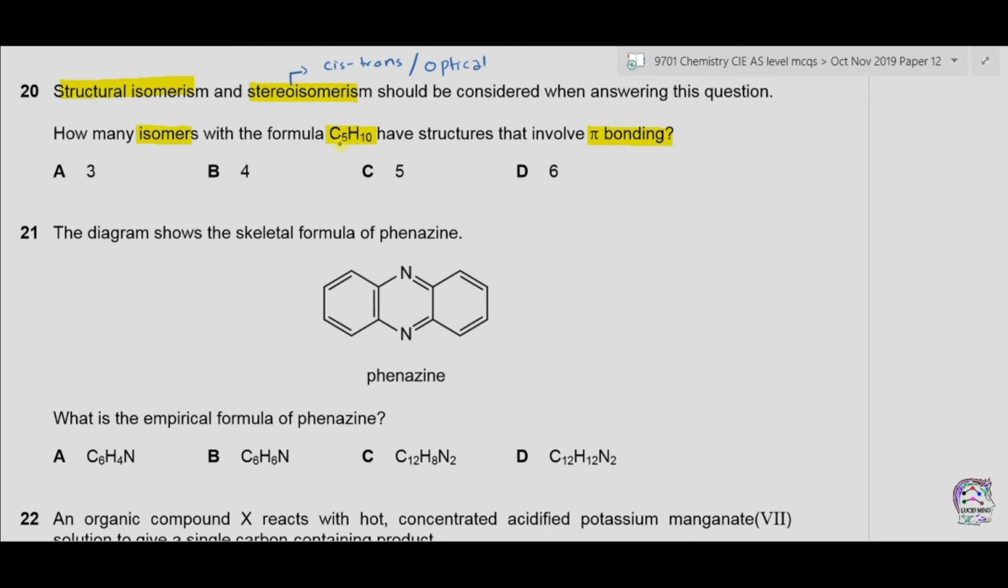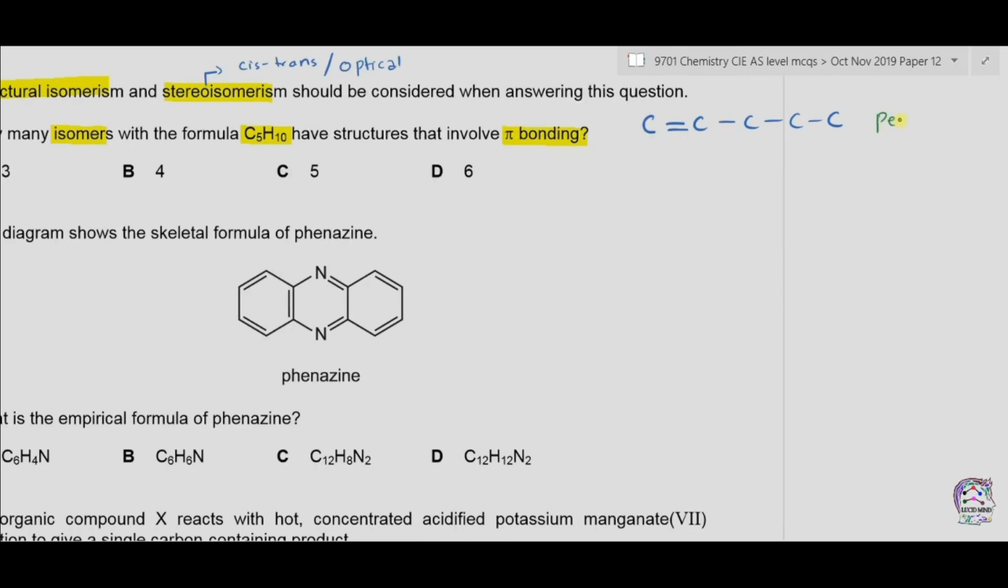C5H10 is an alkene as it has 5 carbons and 10 hydrogens, so it is a pentene. Let's draw possible structures of pentene. We have 1, 2, 3, 4, 5. And the double bond could be between the first and second carbon. So it is pent-1-ene. If the double bond is between the second and third carbon, then it will become pent-2-ene.